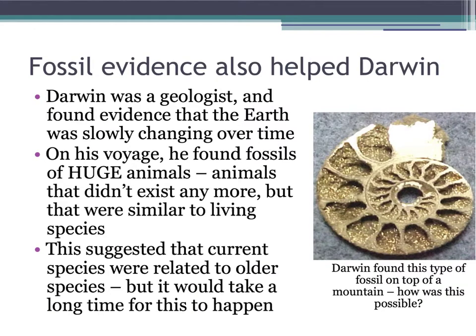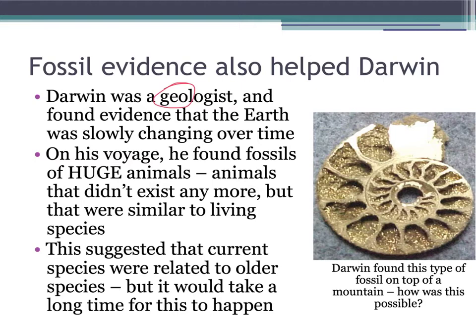All right. Fossil evidence. So Darwin, he was a geologist. This word geo means earth. He was a geologist, so he knew that the earth was changing, and he found evidence that the earth had changed very, very, very slowly over a long time. So he found fossils of huge animals, aka dinosaurs, that don't exist anymore, but are similar to living species.